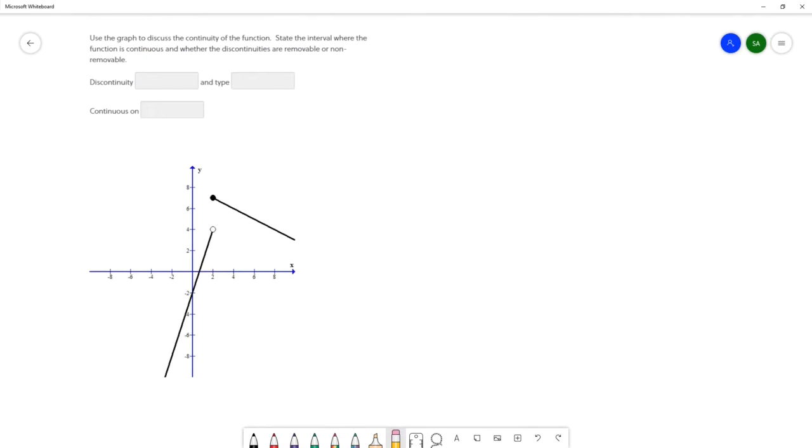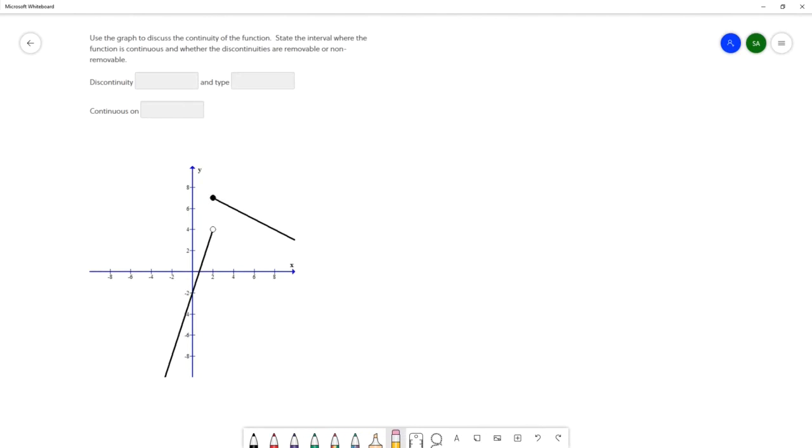So when you're visually looking for continuity, what you're looking for is to be able to draw the graph without picking your pencil off the paper. So you can see that along this section, I would be able to draw that line without picking my pencil up. And so this portion is continuous. And then along with this line as well, this portion is continuous.